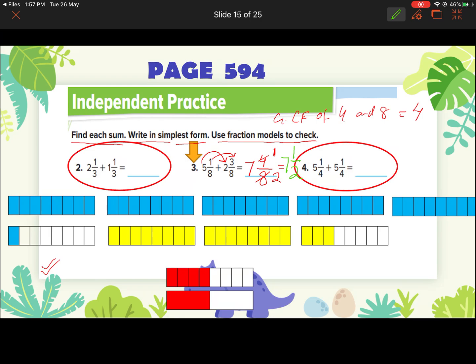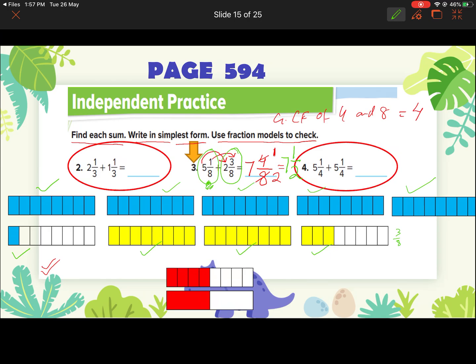Now let's check with the fraction models. So if we draw the fraction model of 5 1/8, how do we draw? Look at this. 1 whole, 2 wholes, 3, 4, 5 wholes, and 1/8 becomes what? 1 part out of 8 parts. Okay, now let's see 2 3/8. How do we draw? Look, 1 whole and 2 wholes, and 3/8 you can draw like this, 3 parts out of 8 parts.